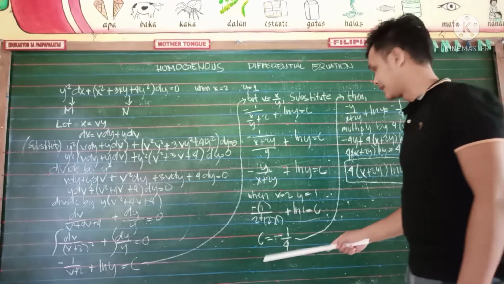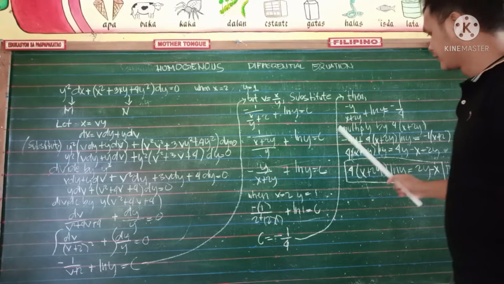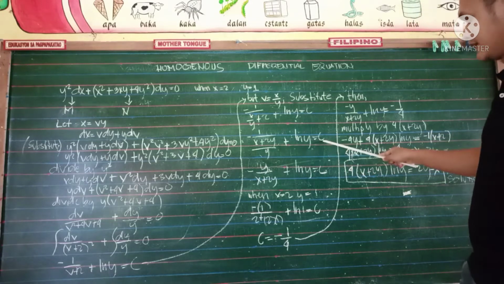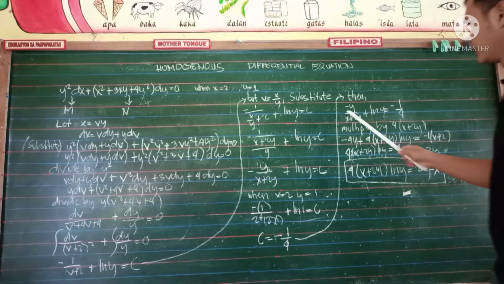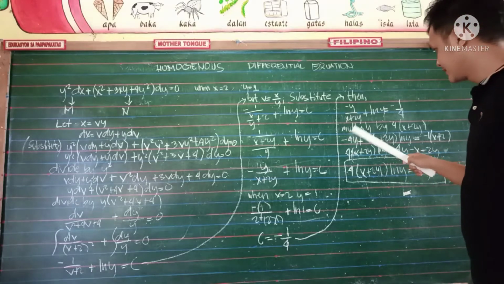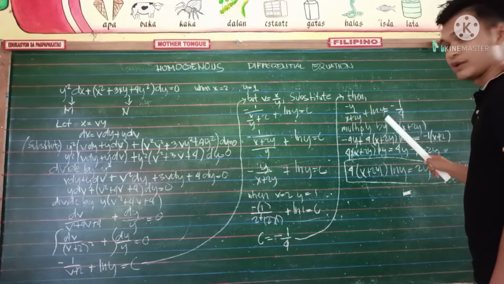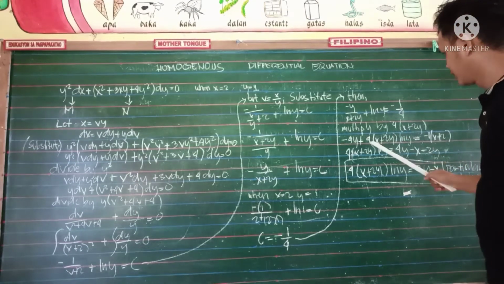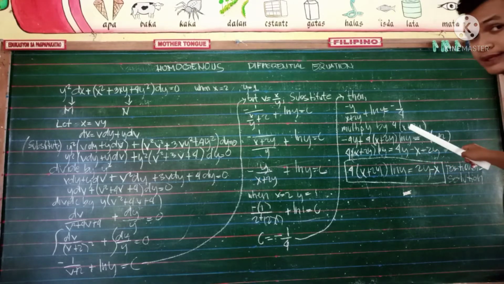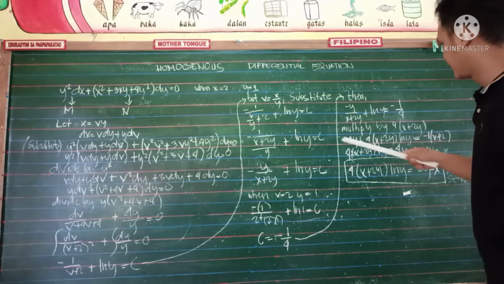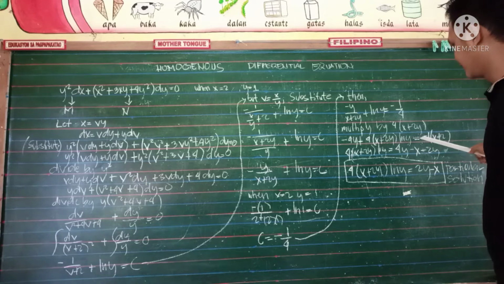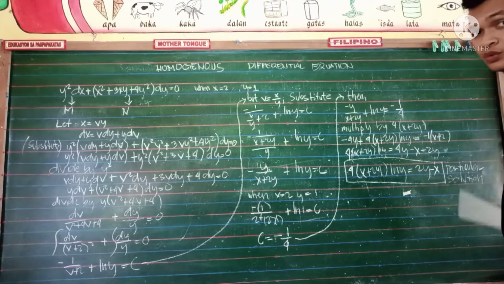So this is not our final answer. We now put the c in here. So negative y over x plus 2y plus ln of y is equal to negative 1/4. So multiply by 4: 4 times x plus 2y is equal to negative 4, plus 4 times x plus 2y ln of y is equal to negative 1 times x plus 2.